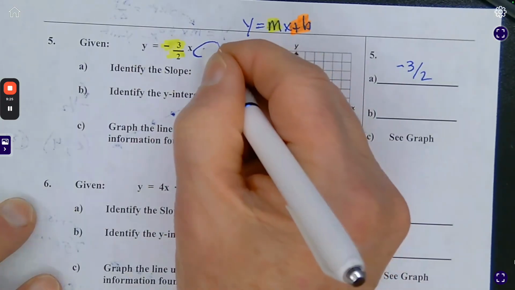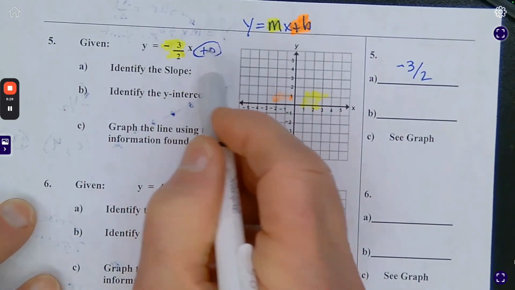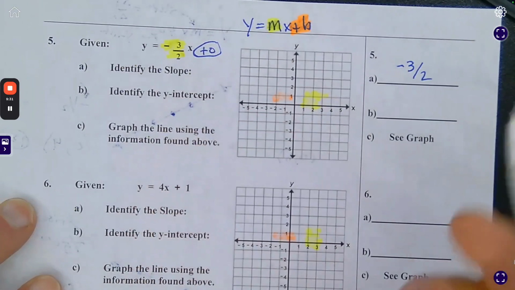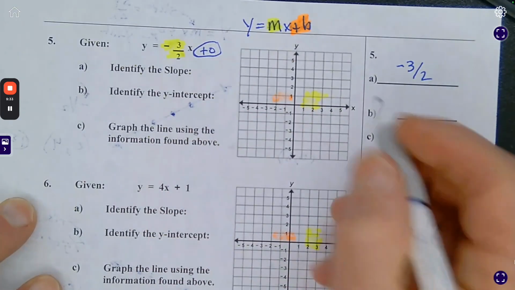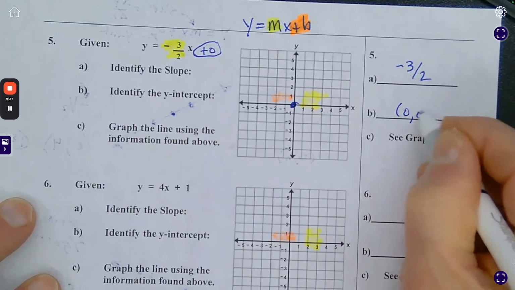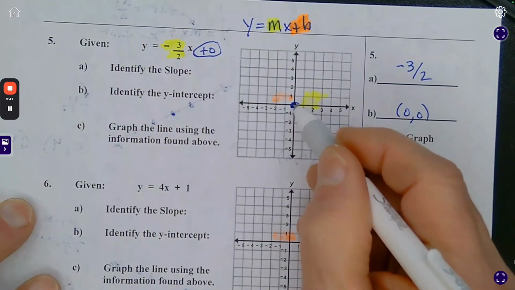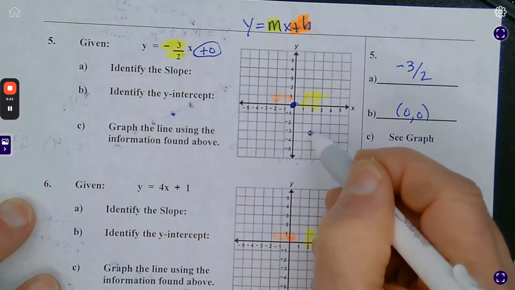Plus 0. If there's nothing there, that means nothing. What number means nothing in math? 0. So y equals 0 right there. Okay. Now I'm going to go down 3 because of that negative. 1, 2, 3, and over 2.